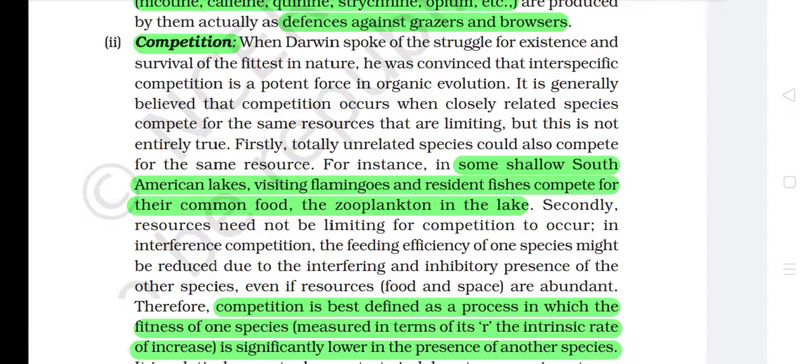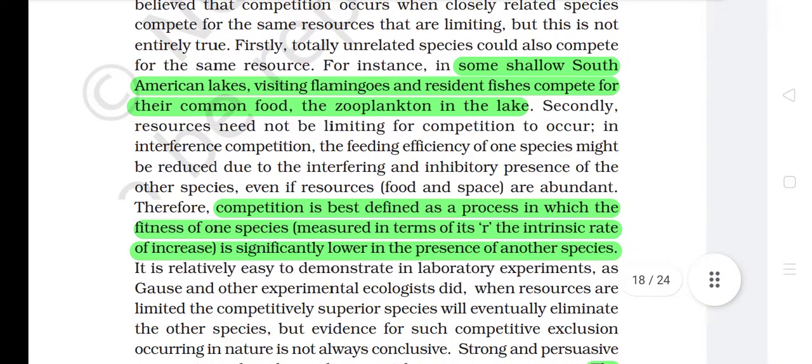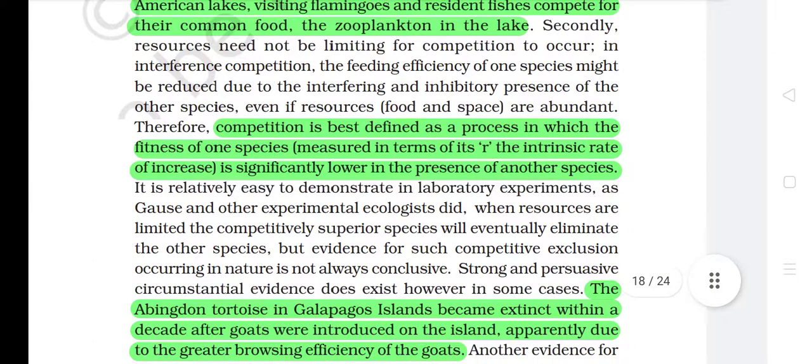Firstly, totally unrelated species could also compete for the same resource. For instance, in some shallow South American lakes, visiting flamingos and resident fishes compete for their common food, the zooplankton in the lake. Secondly, resources need not be limiting for competition to occur. In interference competition, the feeding efficiency of one species might be reduced due to the interfering and inhibitory presence of the other species, even if resources, food and space, are abundant.